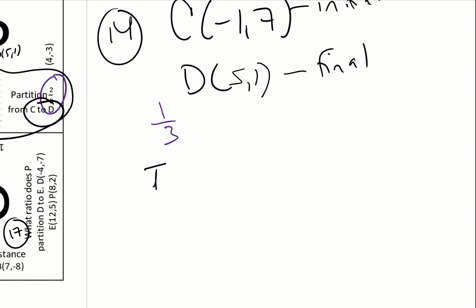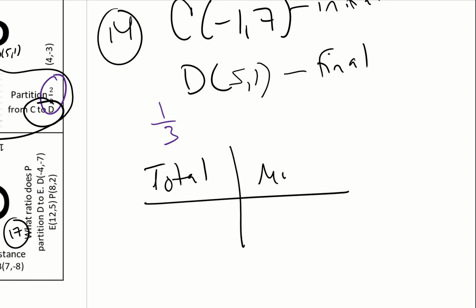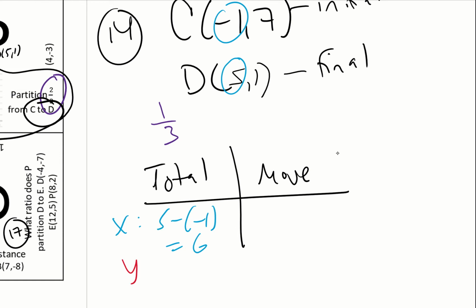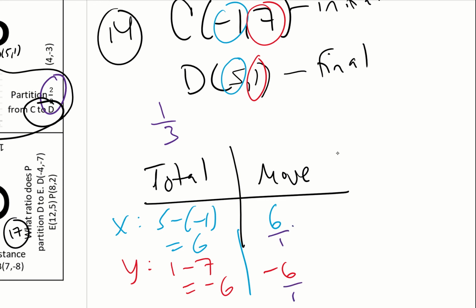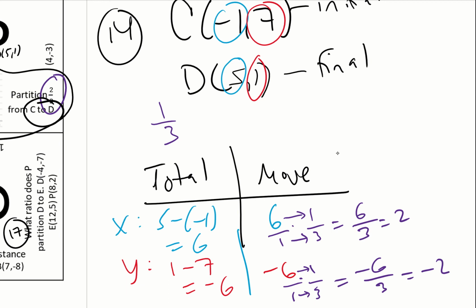Okay, so let's do the total distance. Let's do the x's, final minus initial. 5 minus negative 1, final minus initial. Put these over invisible 1, multiply by the fraction 1/3. Multiply straight across. We got 6 over 3, which is 2. Negative 6 over 3, which is negative 2.